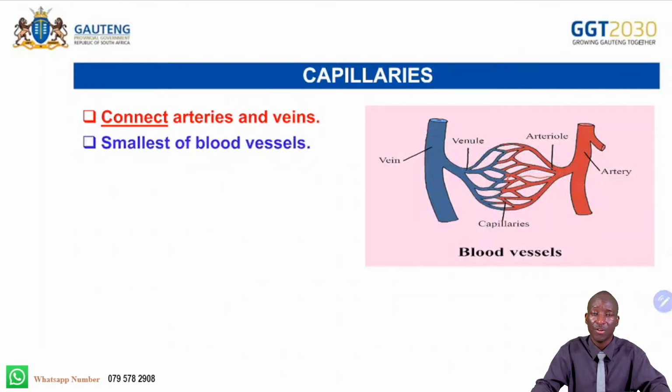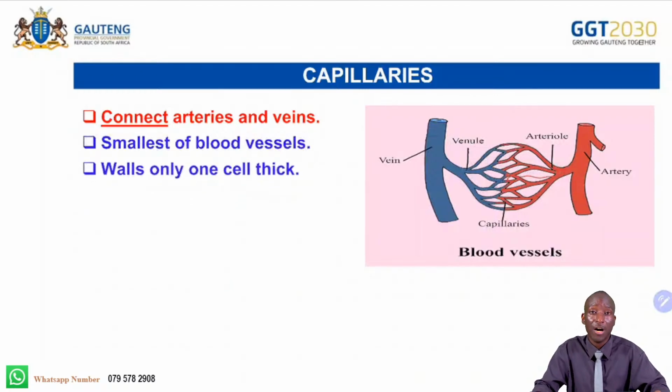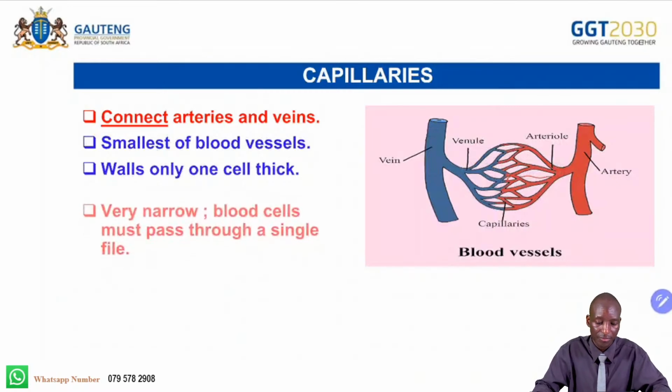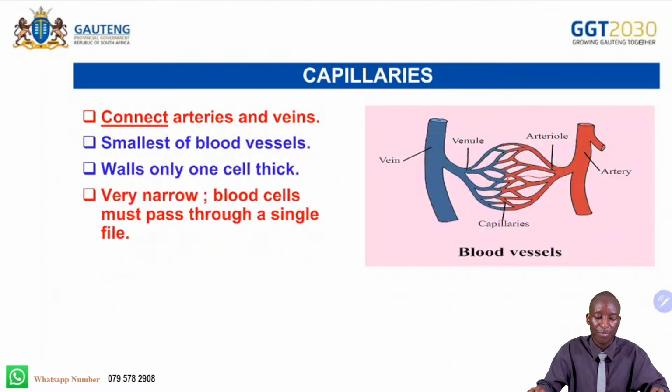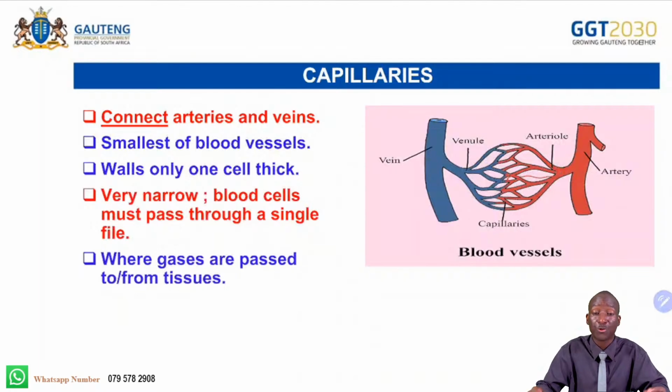They are the smallest of all these three types of blood vessels. The capillaries are the smallest of them all, right? Their walls are only 1 cell thick, okay? They are very narrow, so the blood cells must pass through in a single file. That's where the gases are passed to the tissues and from the tissues, right? So the capillaries are the ones which ensure that takes place.